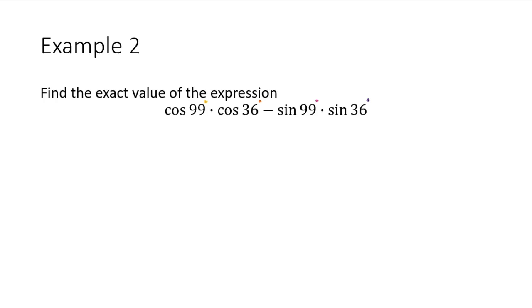So let's go back to our problem, and we're going to write this as the cosine of 99 plus 36. In the calculator, when I add 99 plus 36, that gives me 135. Oh, now that number is on the unit circle. The cosine at 135 degrees is negative square root of 2 over 2.